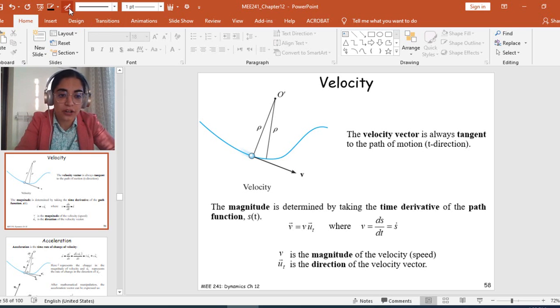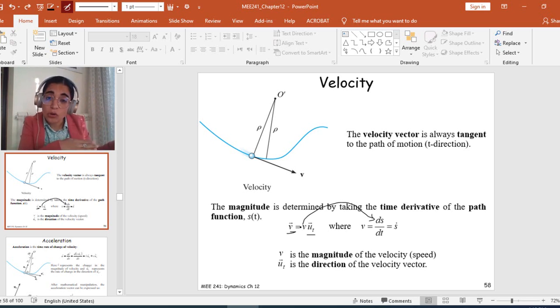So let's start by defining v. What is v? v in vector form is equal to the magnitude of v, which is ds over dt, times ut. I know, guys, from the definition of ut, the tangential unit vector, that ut always has the direction of the particle's motion. So it is always in the same direction as v, the velocity. And v here is ds over dt. It's the derivative of s, which is the position, with respect to time.